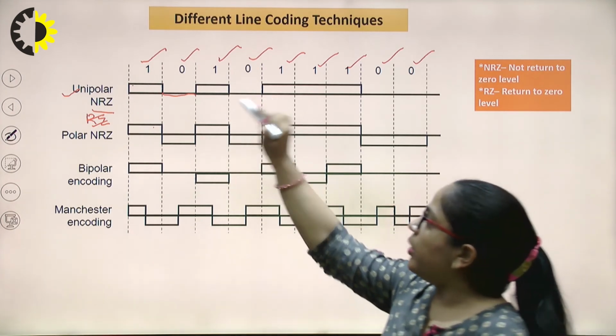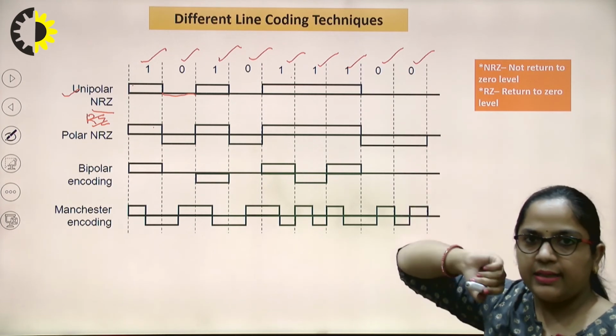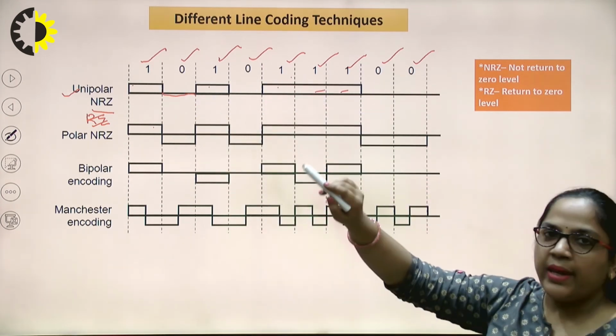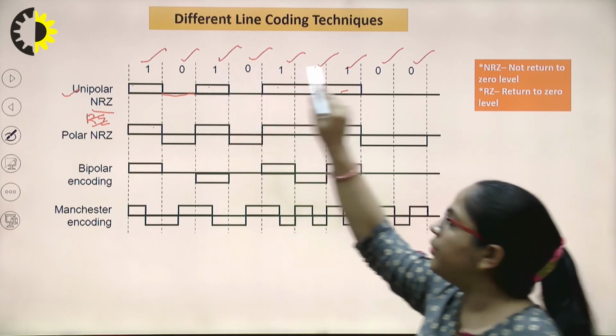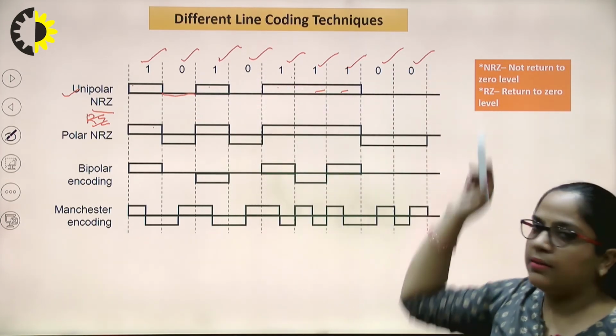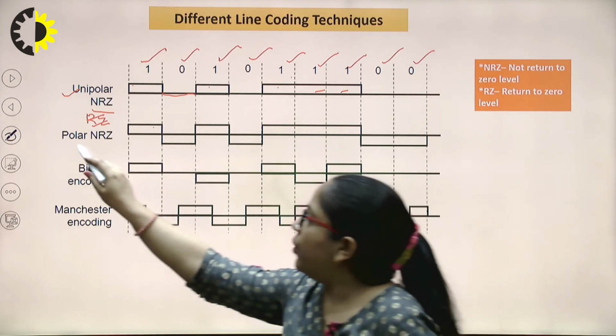Okay, so we can observe wherever we are having binary 1 in our digital data, we are having a positive polarity of the waveform, and wherever we are having binary 0 in our digital data, we are having no waveform, that is the waveform is at 0 level. Next we have polar NRZ.